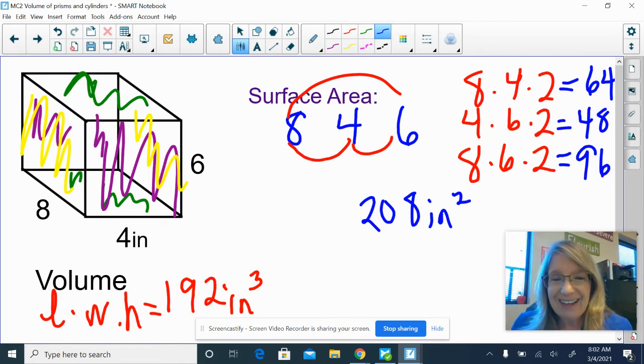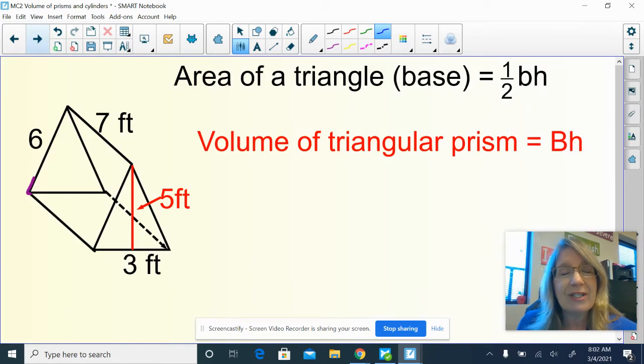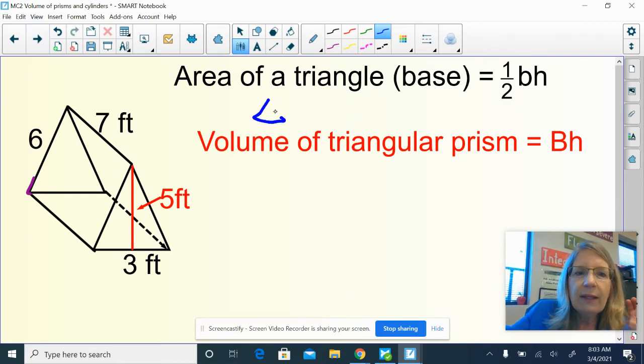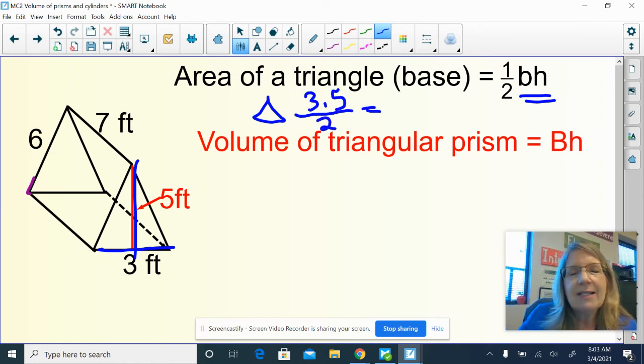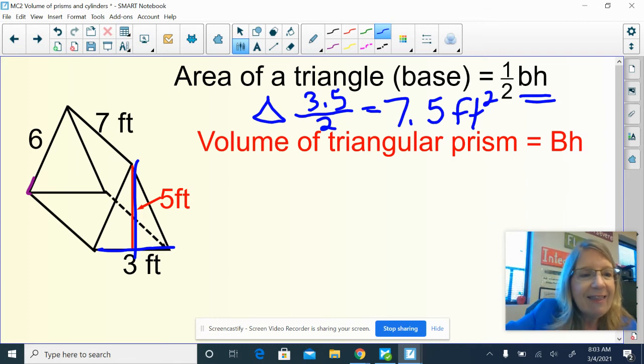Hope you like this shortcut. That really helps me. Now let's quickly move on to triangular prisms. Hey, the base of the triangle is 1/2 base times height. So I personally would just say the base times the height is 3 times 5 divided by 2. So that looks like 15 divided by 2 is 7.5 feet squared. And that's just for the triangle.